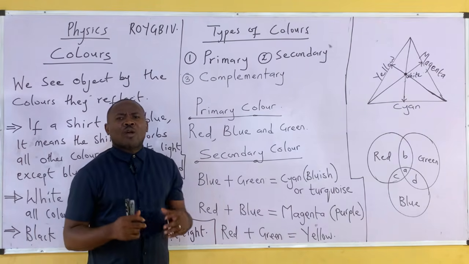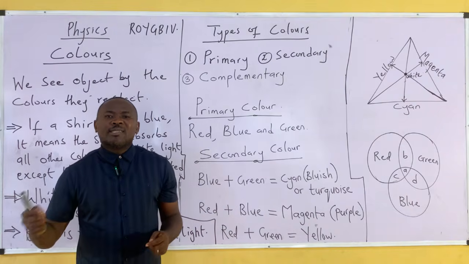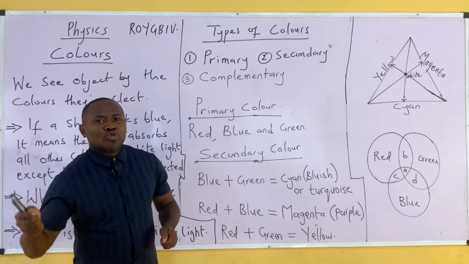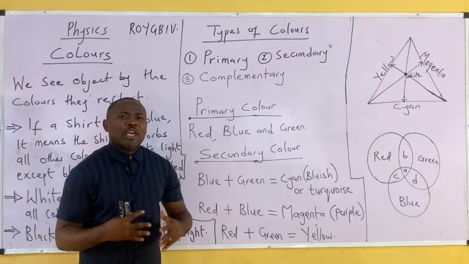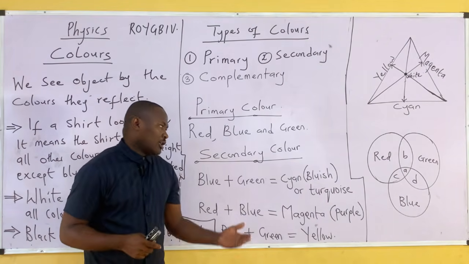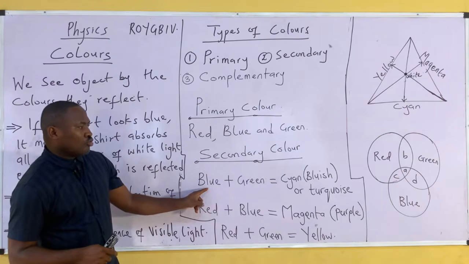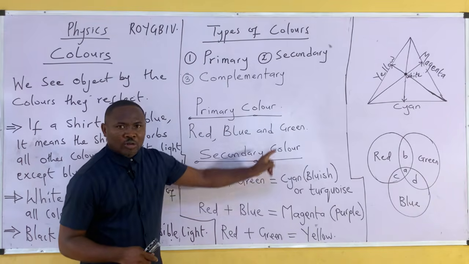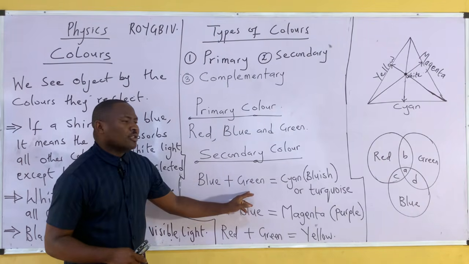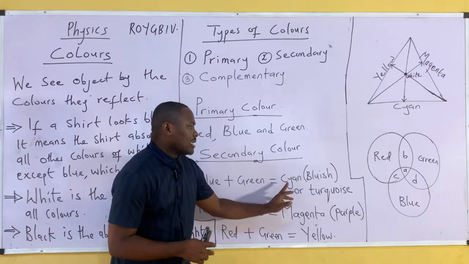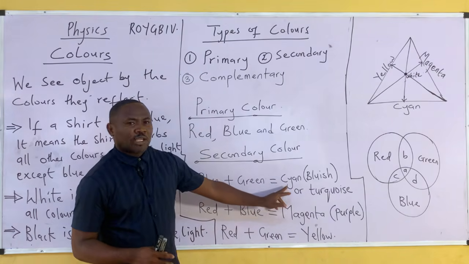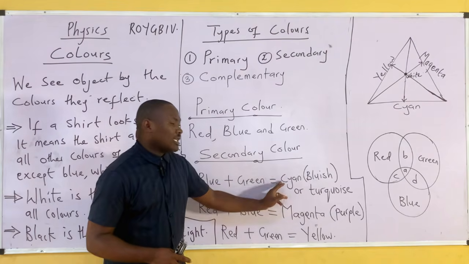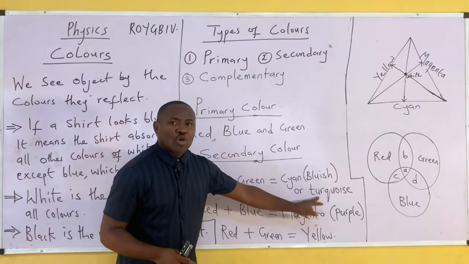What are secondary colors? Secondary colors are colors that are gotten by mixing two primary colors together. So when two primary colors are mixed, it produces a secondary color. Now look at them here. We have blue and green. Remember, blue is a primary color, green is a primary color. So when blue and green are mixed, it produces a secondary color. The secondary color here is cyan, which looks bluish in color, but is cyan, and it's also called turquoise.